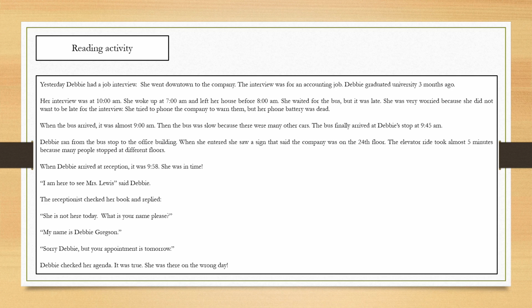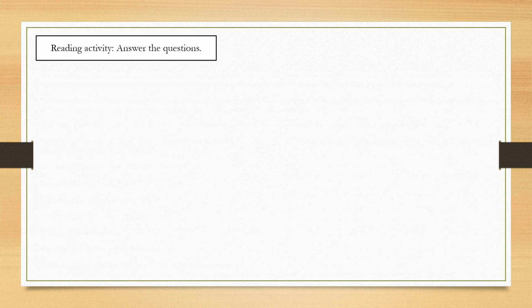Can you imagine how hard it could have been for Debbie to be there without having a meeting, without having something arranged before? Here there was a confusion. So you have to analyze the reading, read again if you need, or play back some minutes ago. Well, after reading this, we are going to answer some questions.